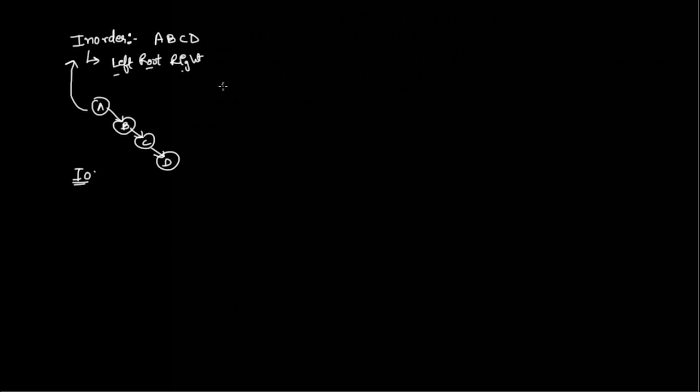Let us suppose we are having this tree: B, A, and then we are having C and D. Now if you try to find the in-order for this tree, you will find that the in-order is the same, which is A, B, C and D.